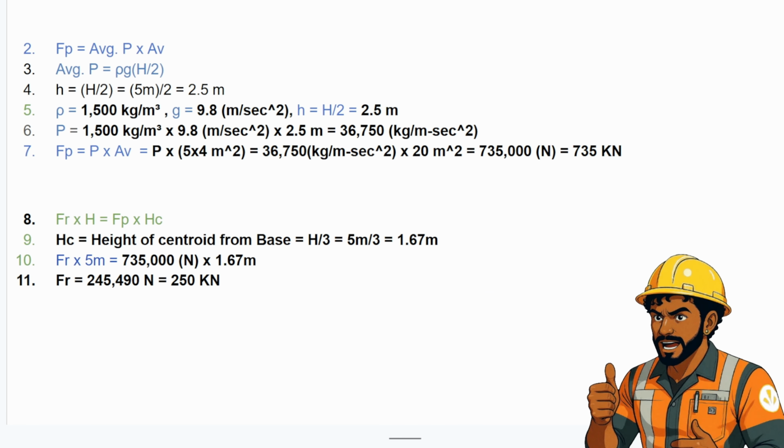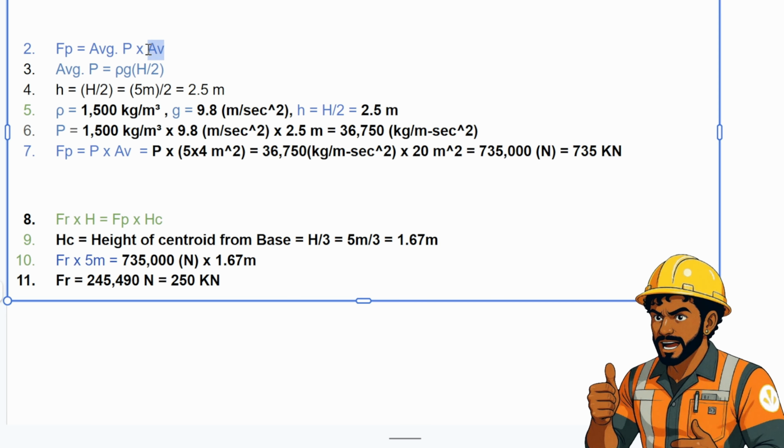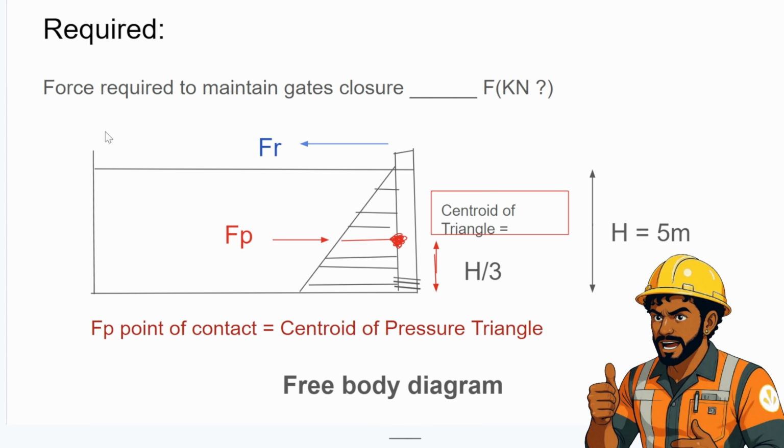So let's get into the nuances of solving this problem. Fr times h is equal to Fp times hc. That is the basic equation. Fp is average pressure times area of the rectangular gate. Average pressure from the previous page is equal to rho g h by 2. The height of the rectangular gate is nothing but 5 meters.